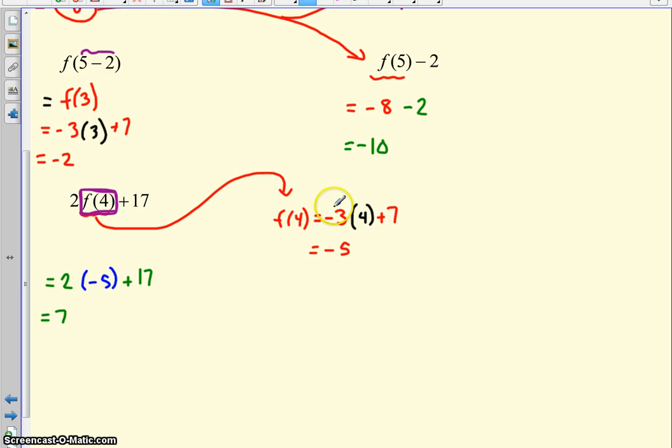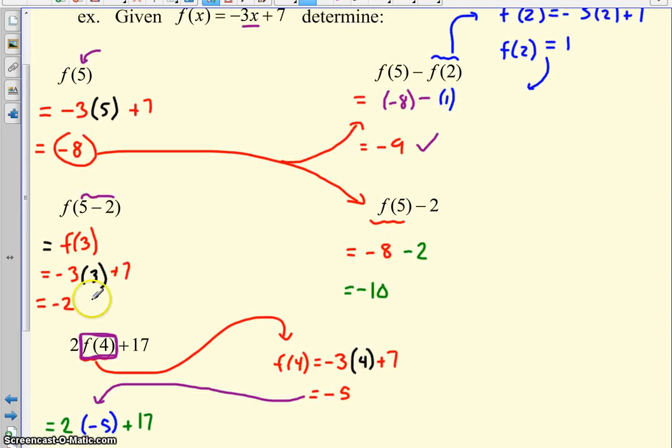So f of 4 really, again, means the y value when x equals 4. So we evaluate that. Negative 3 times 4 plus 7 gives you negative 5. Then we put that back into the equation, replacing f at 4, and then it's something we can work with. So once we've got that, we then multiply it by 2, and then add 17 to get a final value of 7.